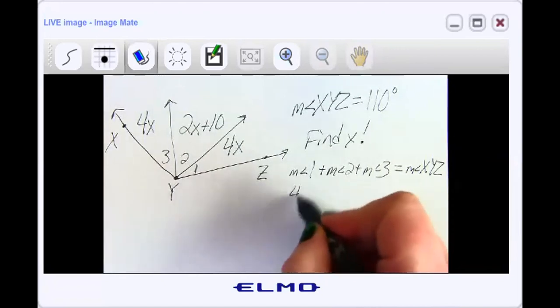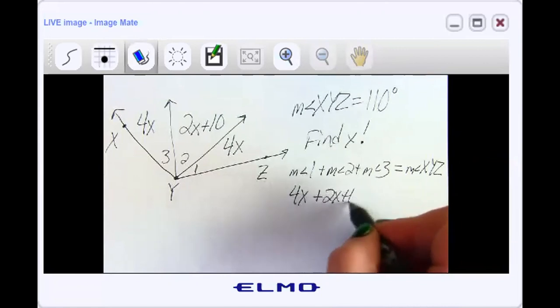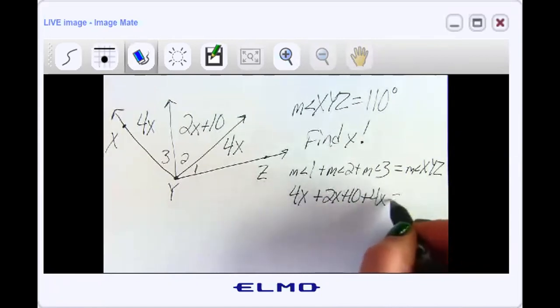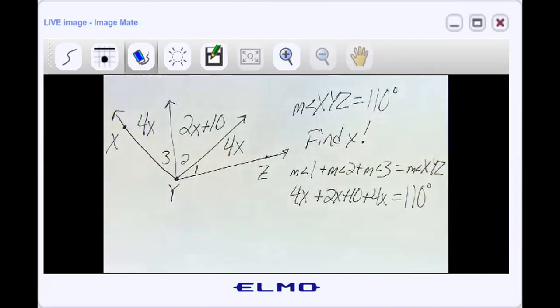4x plus 2x plus 10 plus another 4x equals... It's up here. Yeah, 110. Yeah, 110. So that first step, you're literally just popping in everything that they gave you.